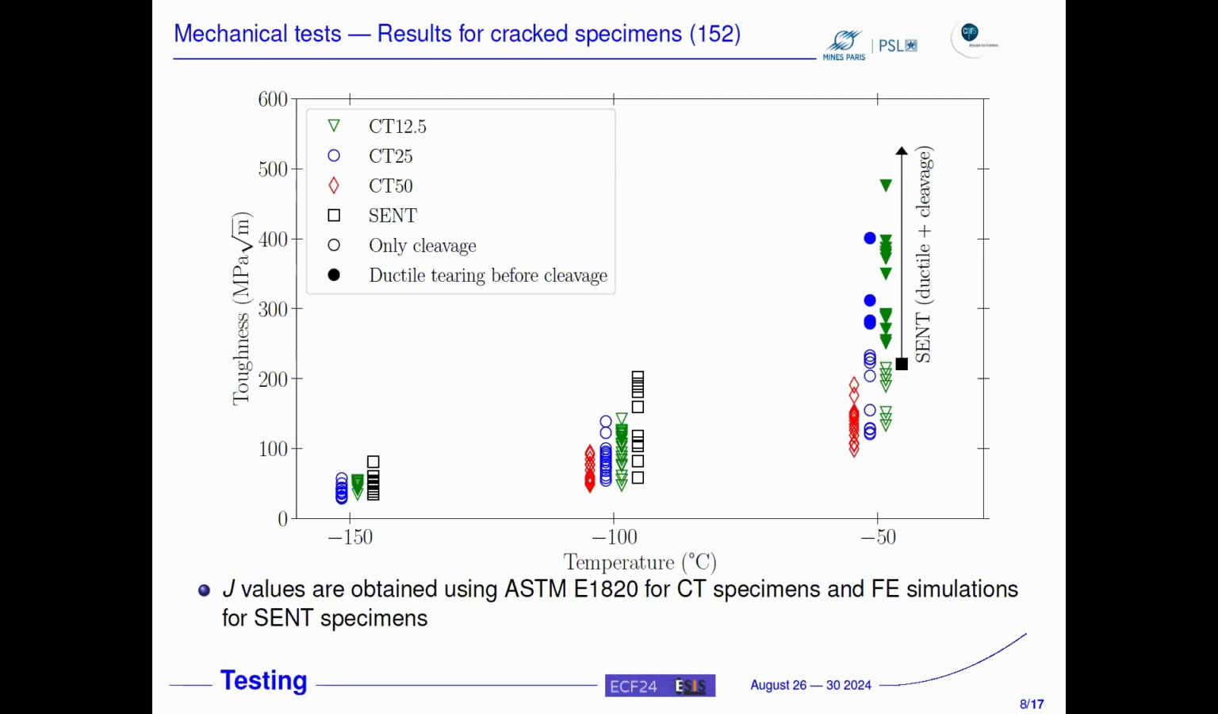And we compute the toughness from the J value based on Irwin's relationship. And J, in the case of the CT specimen, is calculated using the ASTM E1820. And in the case of the SENT, we are using FE simulation to compute the J values for each specimen.